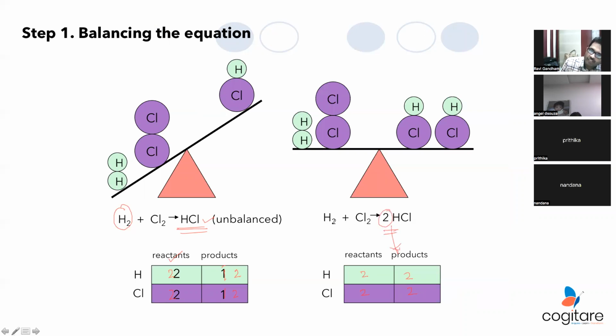So that's what the coefficient means for the entire equation, because you need to balance the number of atoms for a particular element on the reactant side as well as on the product side. Are you guys really getting me? Yes, sir. Understood.